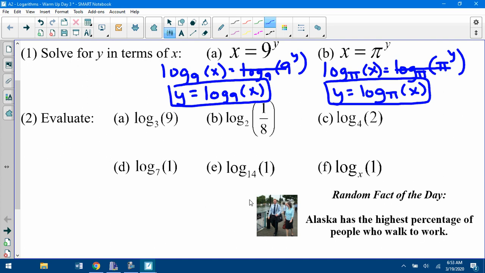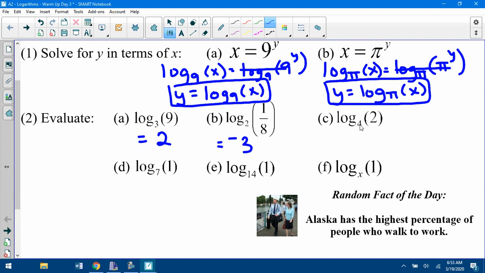Huh, interesting. 3 to what power gives you 9? 2, 3 squared. How about B? So if it was just 8, what would it be? 2 to what power gives you 8? 2 to the third gives you 8. Since it's 1/8, what do you think your answer should be? It's a negative exponent. 2 to the negative 3 gives you 1/8.